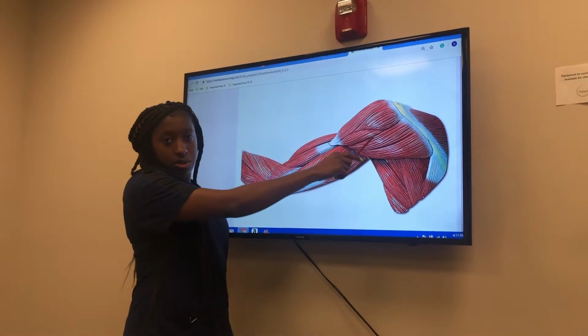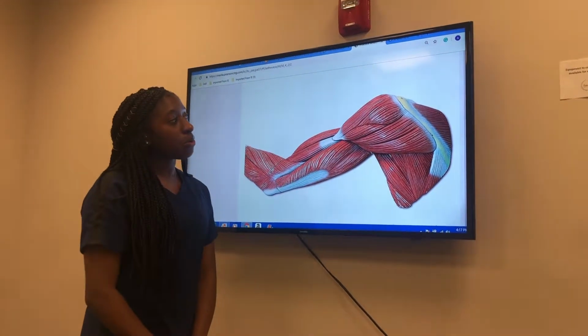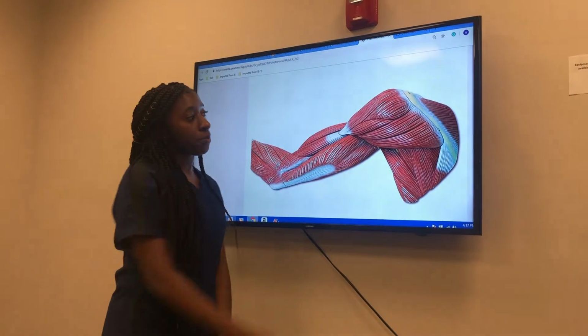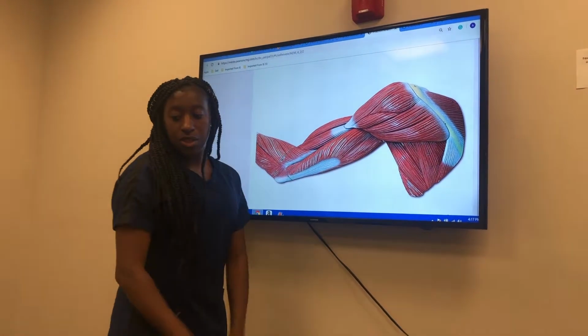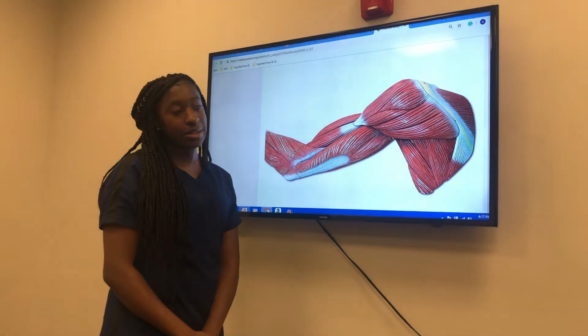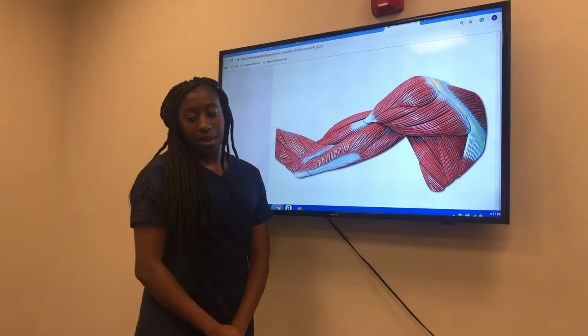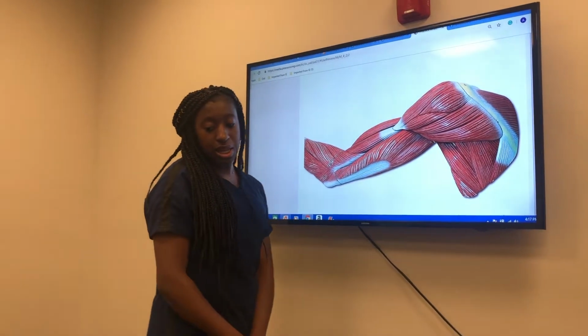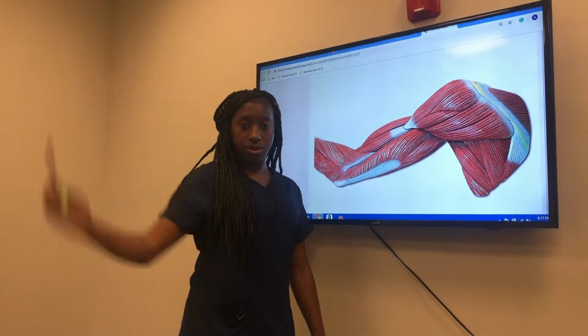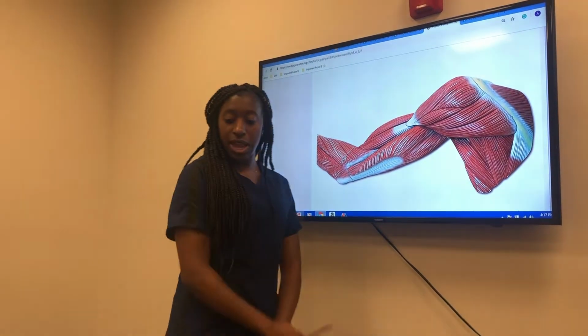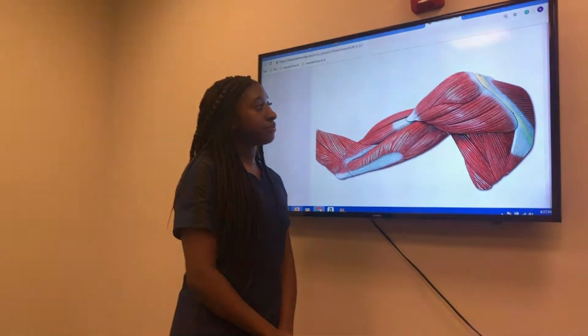This muscle is the deltoid. The origin is the acromion and the spine of the scapula, which is over here. The insertion is the deltoid tuberosity of the humerus. The action is extends and laterally rotates the arm, so it's like this. And the nerve is the axillary nerve.